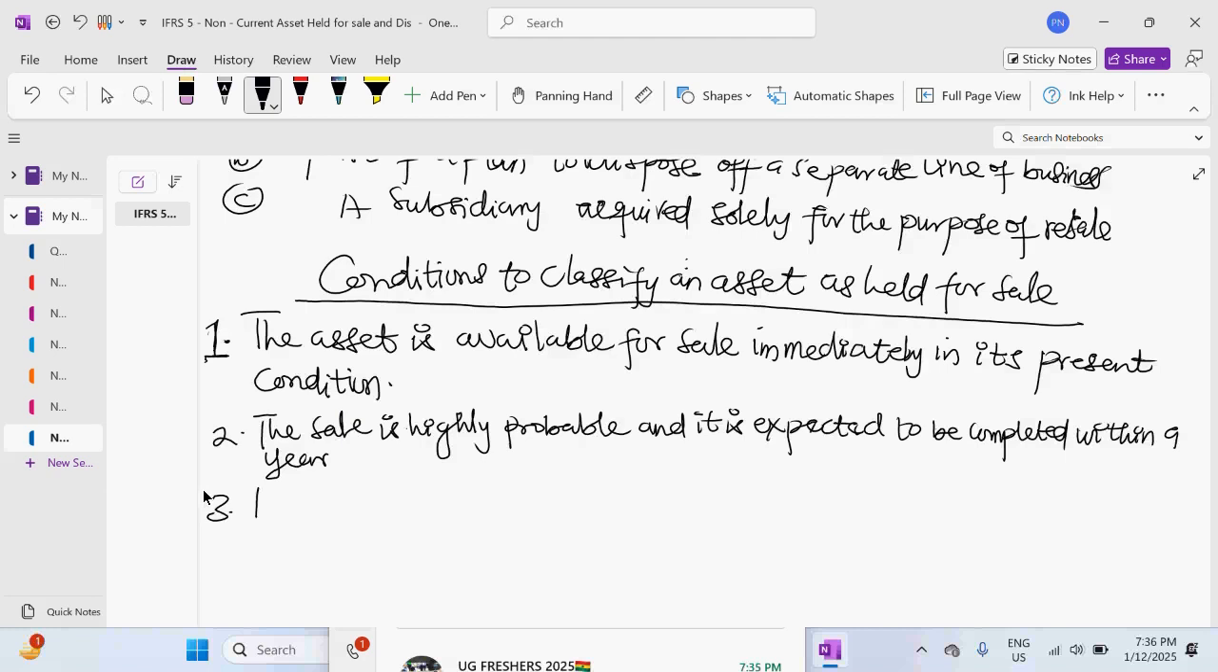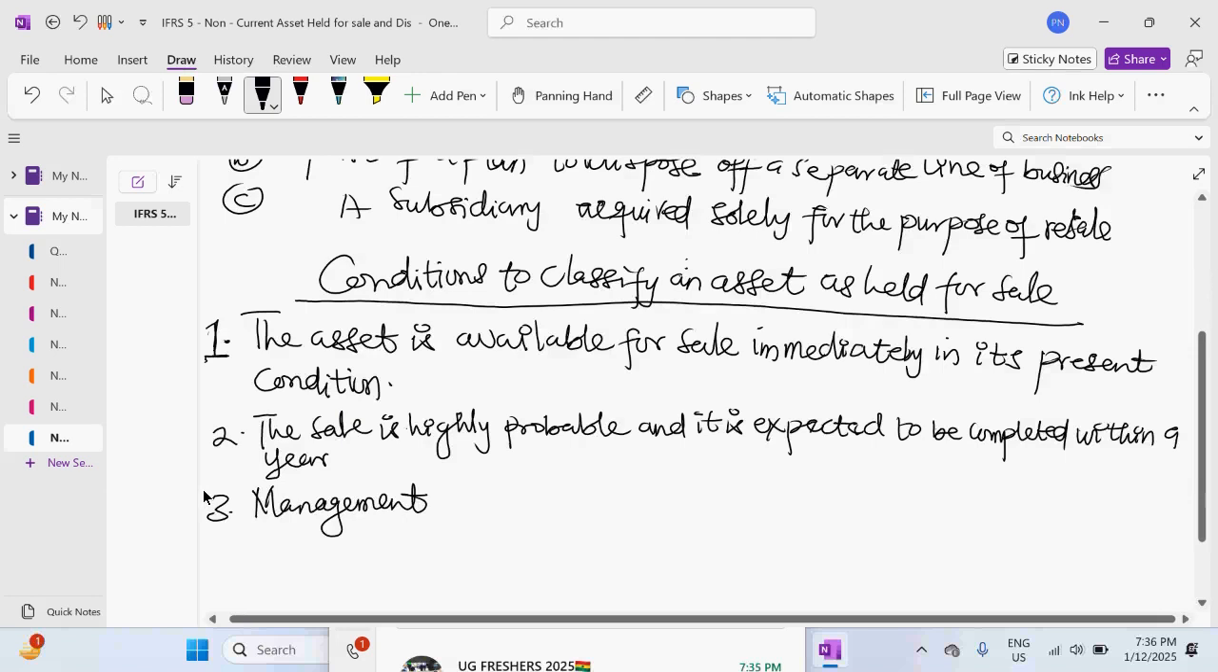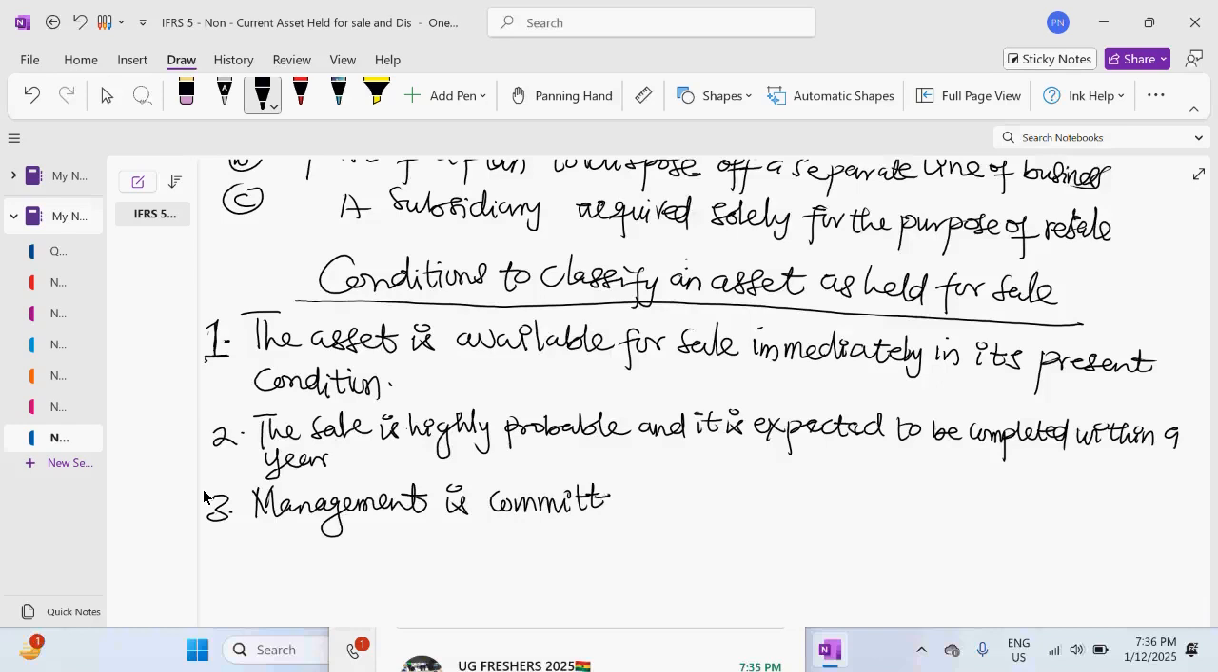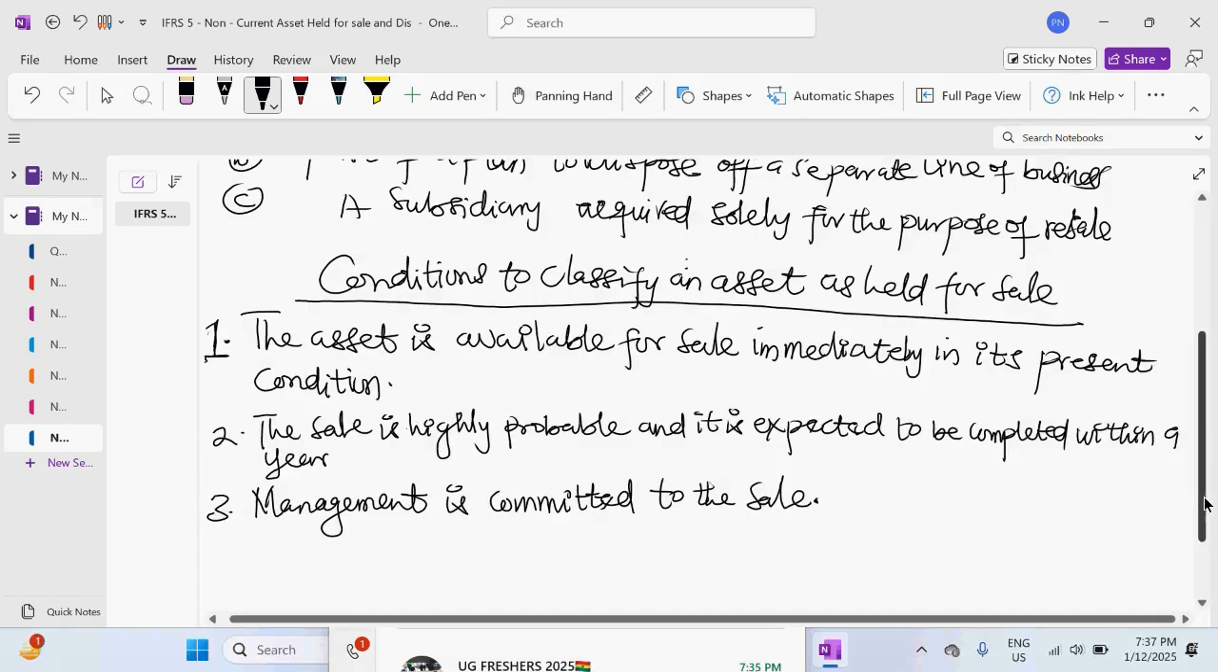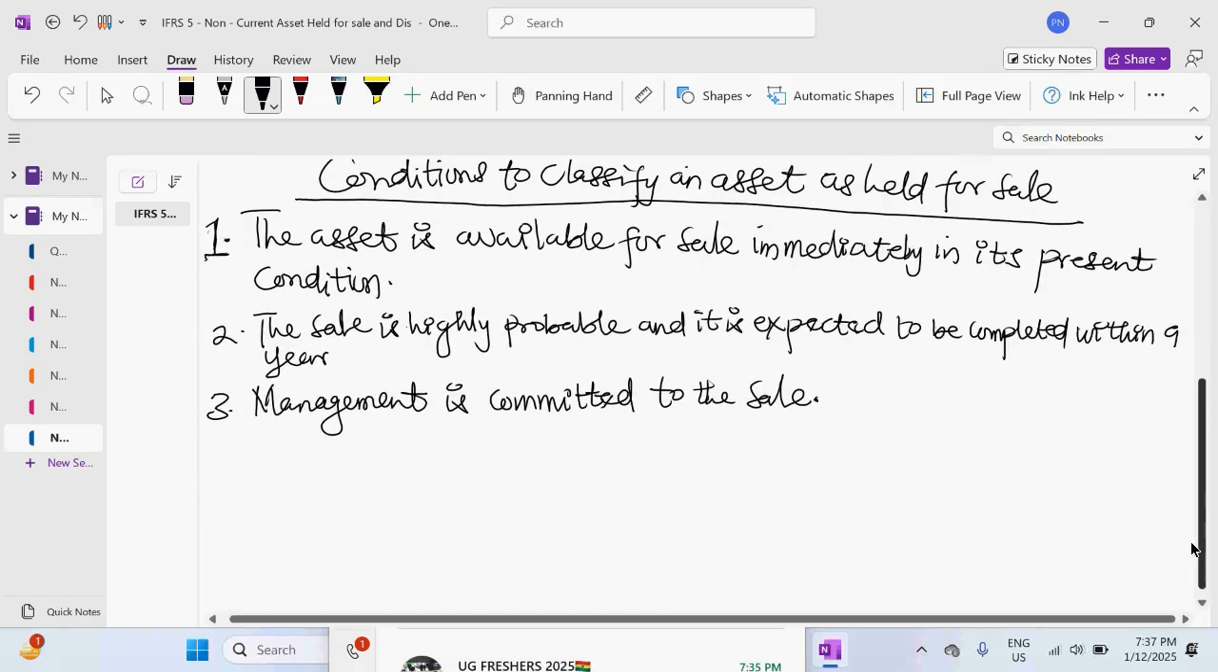The third point is management. Management is committed to the sale. What do we mean by that? It means they actually want to make the sale. They actually want to sell the asset. They are committed to the sale, doing everything possible to make the sale. So that is when we say they are committed to the sale.